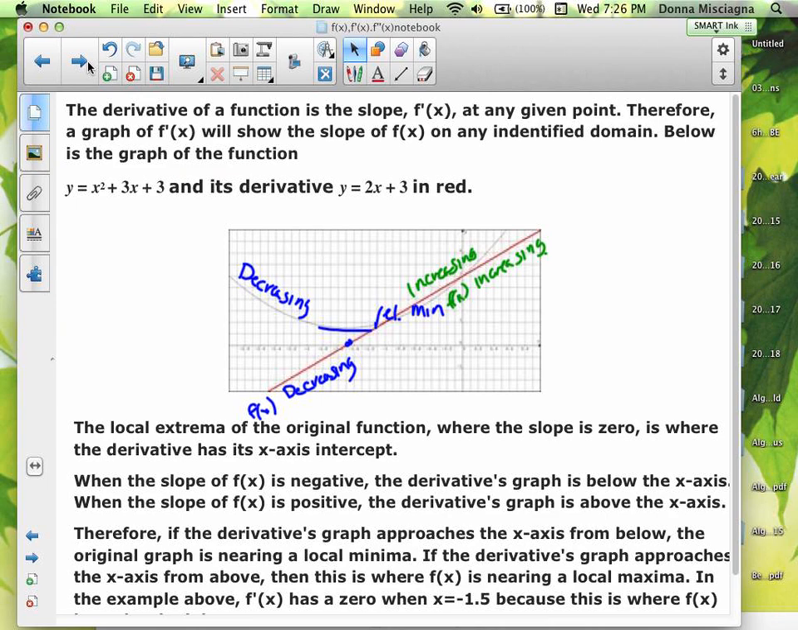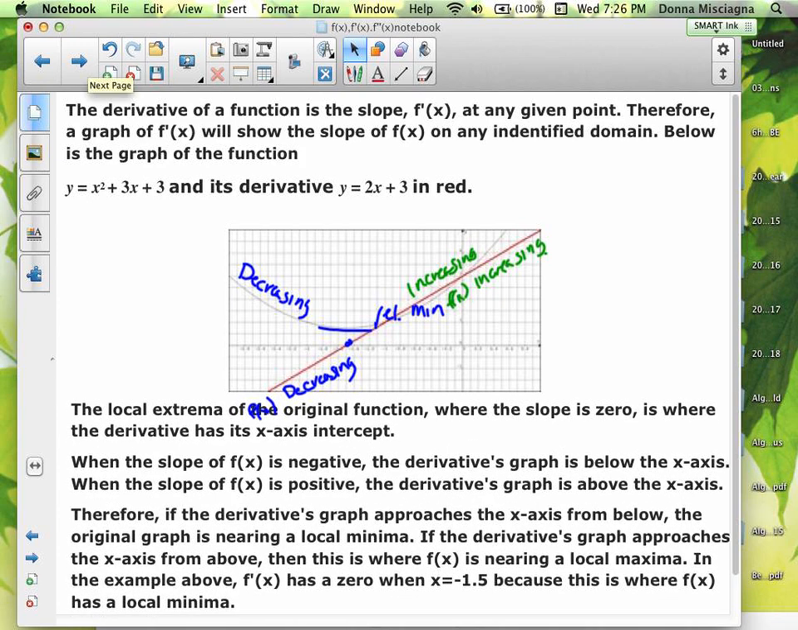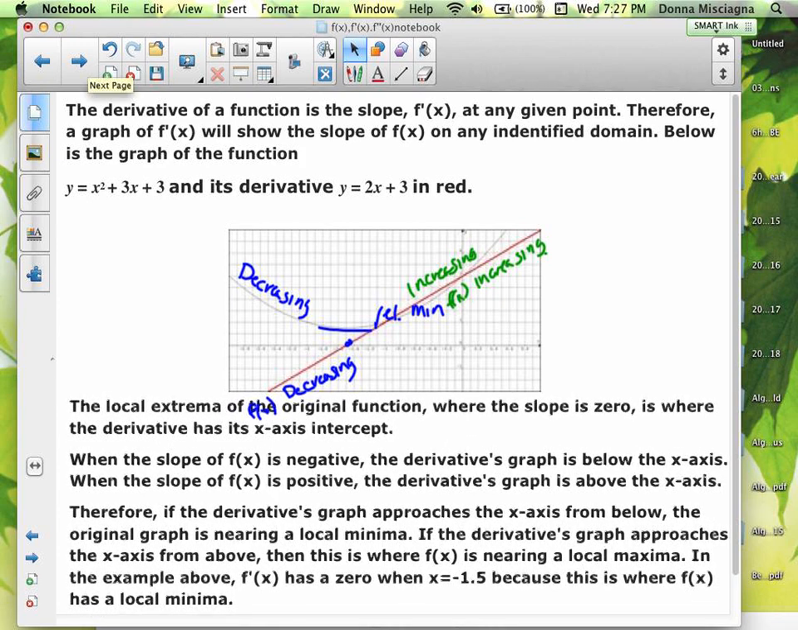So the derivative of a function is the slope, f prime of x, at a given point. Therefore, a graph of f prime of x will show the slope of f of x on any identified domain. Below we have the graph of the function y equals x squared plus 3x plus 3, and its derivative y equals 2x plus 3 in red. Okay? And you have this in your notes, and I have most of this up here with a little bit of it blocked. There we go.